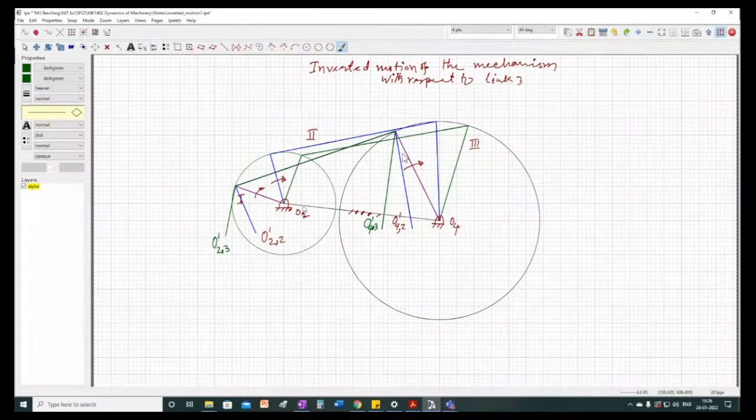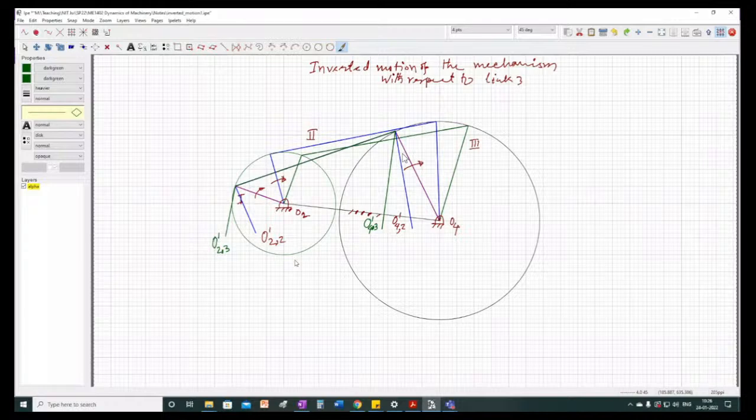So now you have two more points O2. So for these three positions you have three. So first position is here only, O2, A, B, O4. Second position is O2. Now we have moved all the points here. So we have these 3 points.